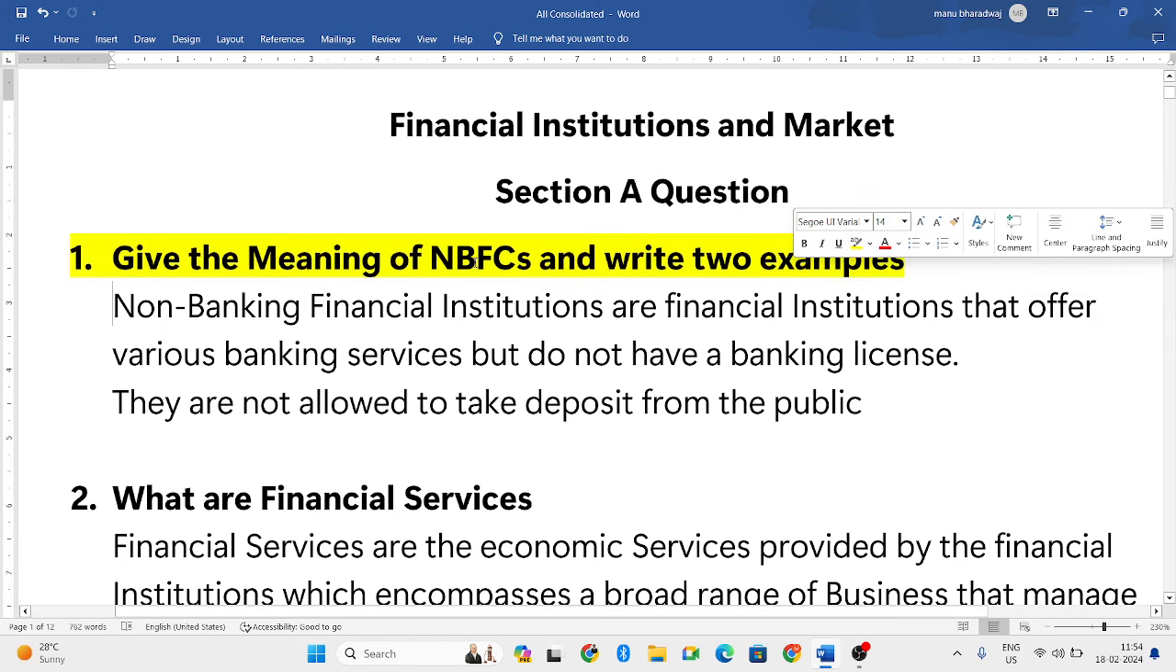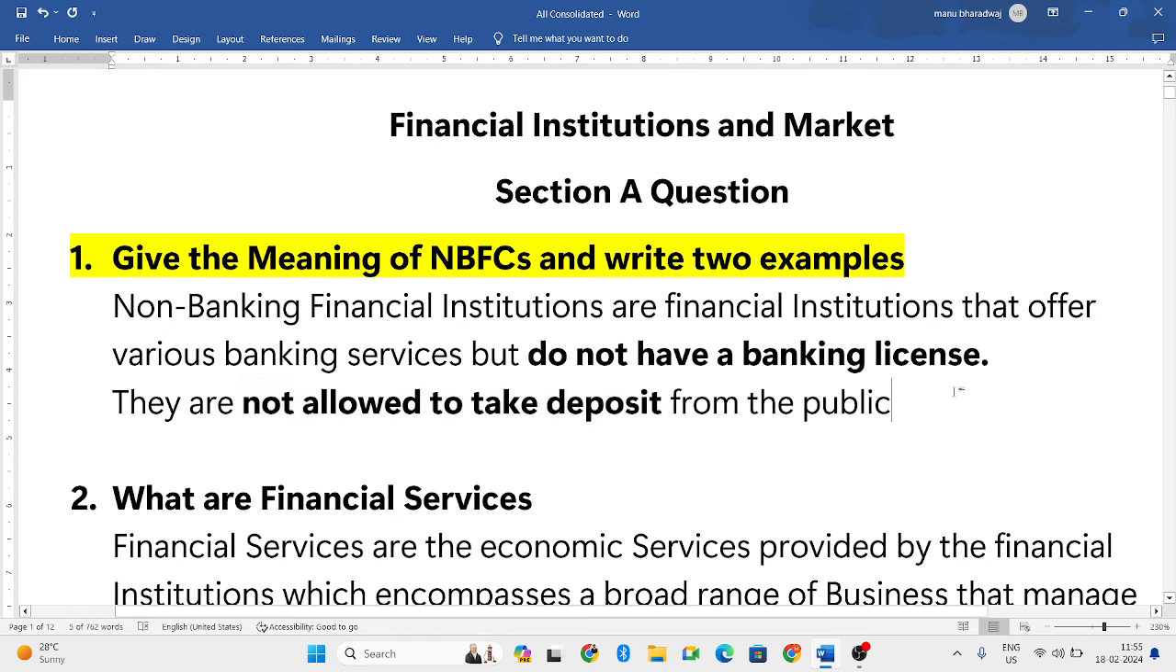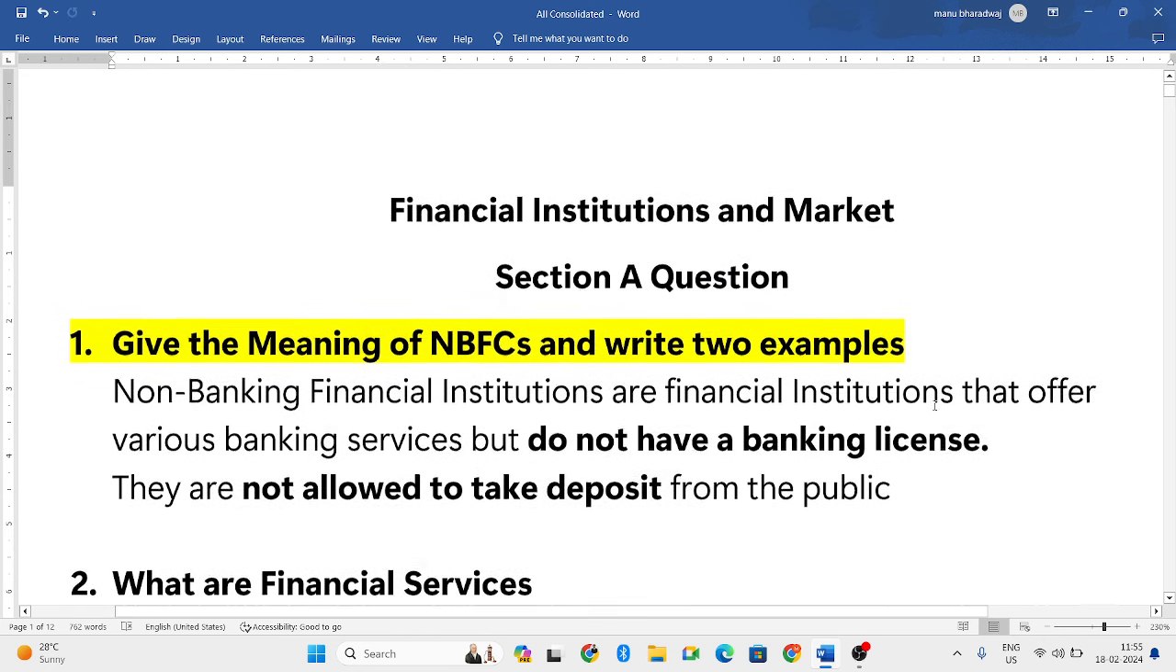NBFC full form is non-banking financial company. The name itself gives you the answer: non-banking. Non-banking means they will not have any banking license, and they are not allowed to take any deposits. Only they can lend loans to the public.